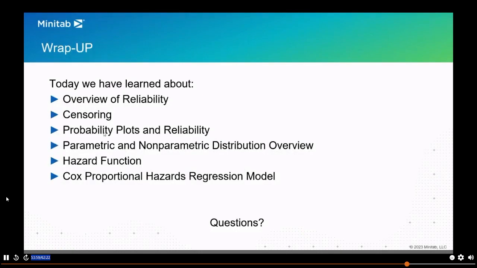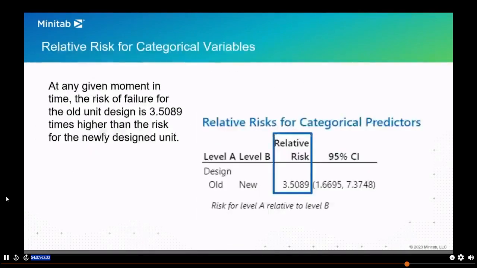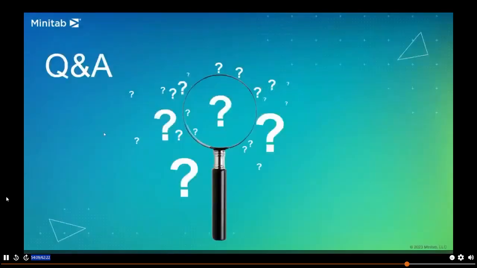Can you touch on what to do if the censored data does not adequately fit any of the known distributions? Yeah, what I would do is non-parametric. Sorry, I'm scrolling, trying to find a slide and it doesn't move very fast. But that's the advantage of non-parametric. So we covered both parametric and non-parametric, but non-parametric has no distribution assumptions.